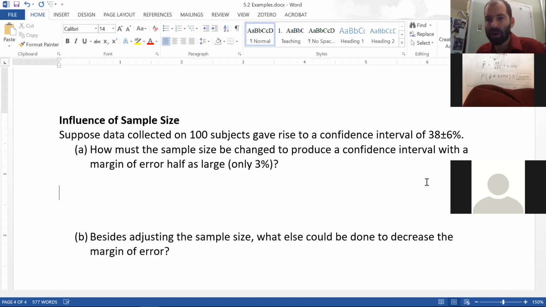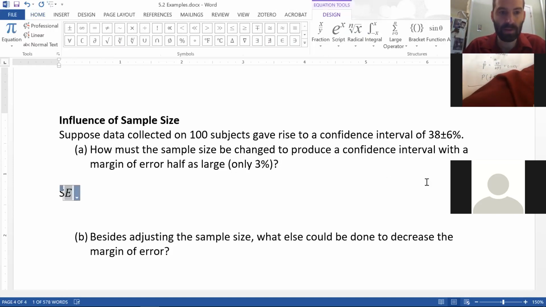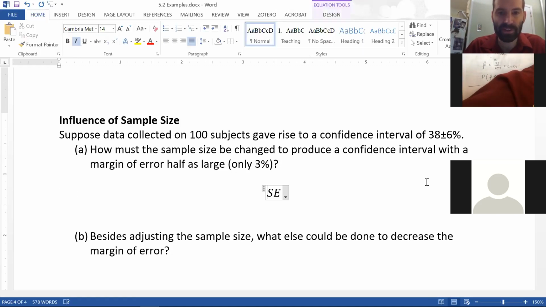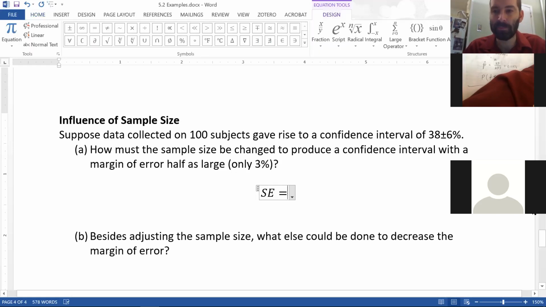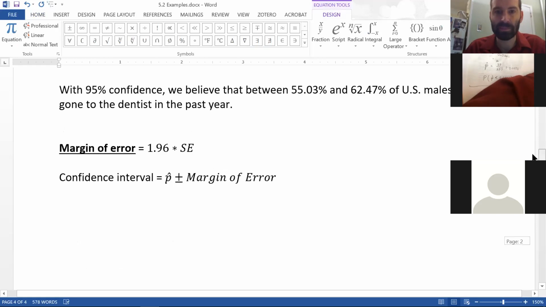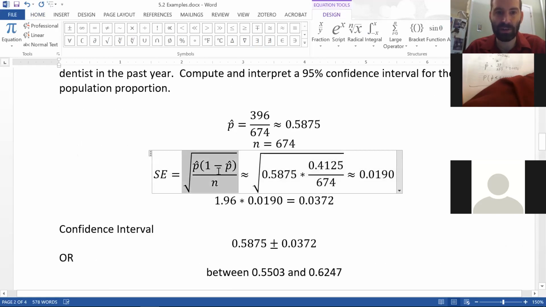Well, where does the margin of error come from? The margin of error comes from the standard error, which we multiply by some number depending on the confidence level. So it's 1.96 or 2.58 or 1.645, depending on the confidence level. We're going to multiply the standard error by that number. So let's see how standard error is influenced by the sample size. Let me go get the formula for standard error here. Right there. Paste it in.